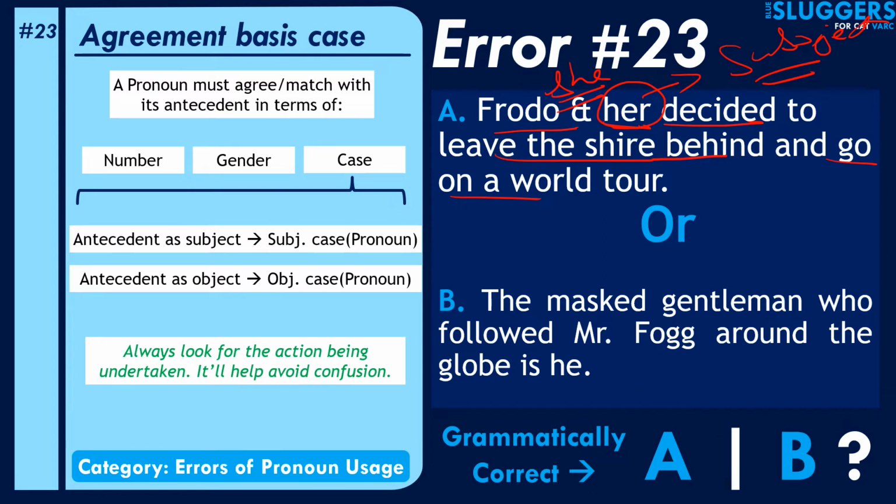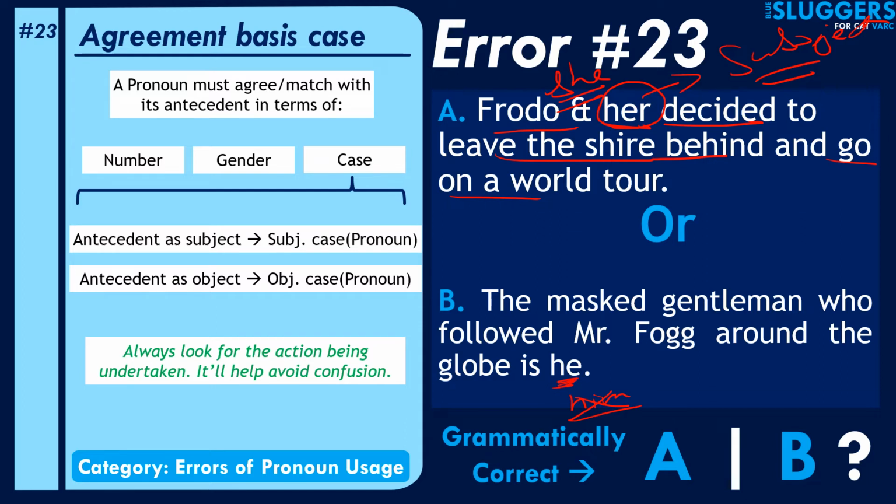Okay, look at the next one. The masked gentleman who followed Mr. Fogg around the globe is he. Now this might sound like a sentence which is not very intuitive, that's for sure. You'd rather probably be more comfortable with this word being him, but I'll tell you what, that's not correct. It should be he. And then again, the question arises, well, how can we say that this is the subject case, right?